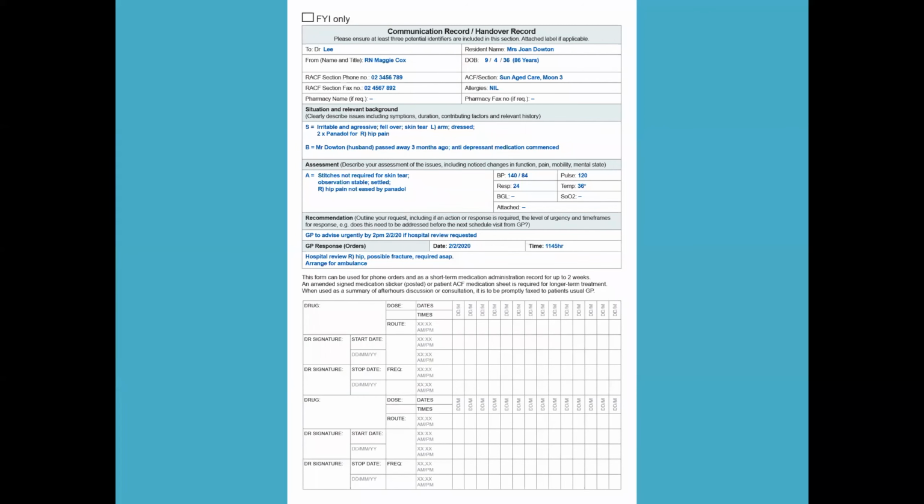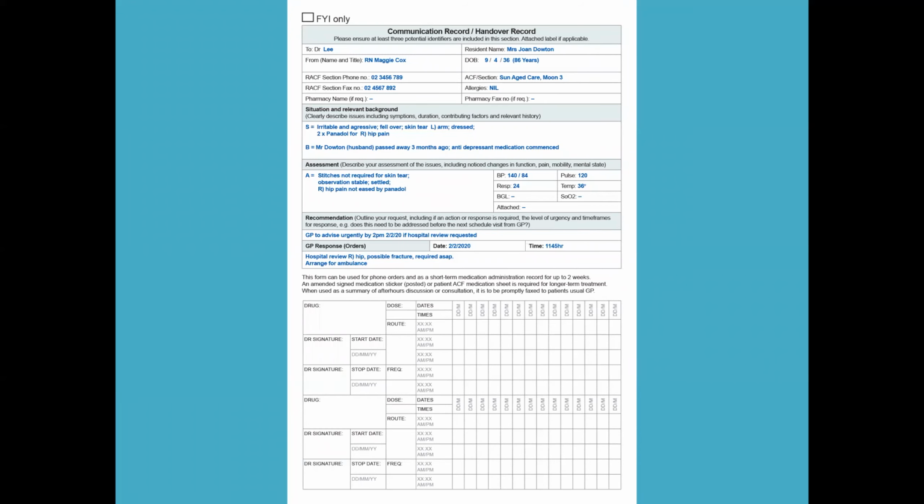Firstly, Maggie identified herself and gave the reason for the call. Hello, Dr. Lee. I'm Maggie Cox, a registered nurse from Sun Aged Care. I'm calling about your patient, Mrs. Joan Downton. Date of birth, 9th of the 4th, in Moon Wing, room 3. I'm aware you may be busy. Is now a convenient time to talk?